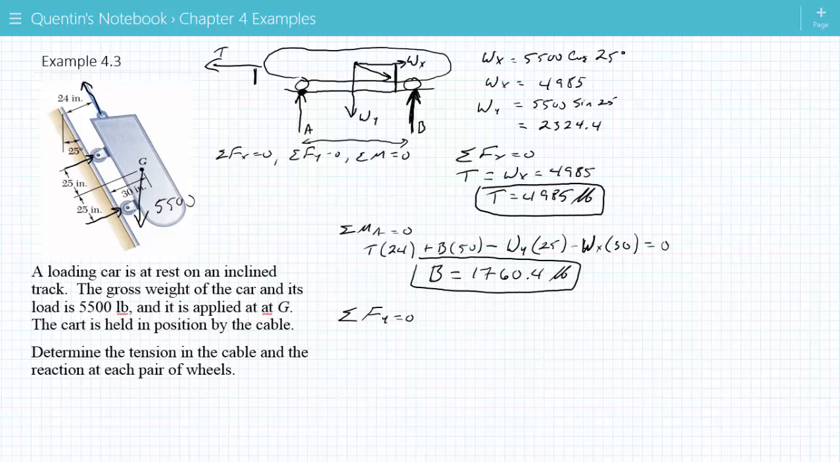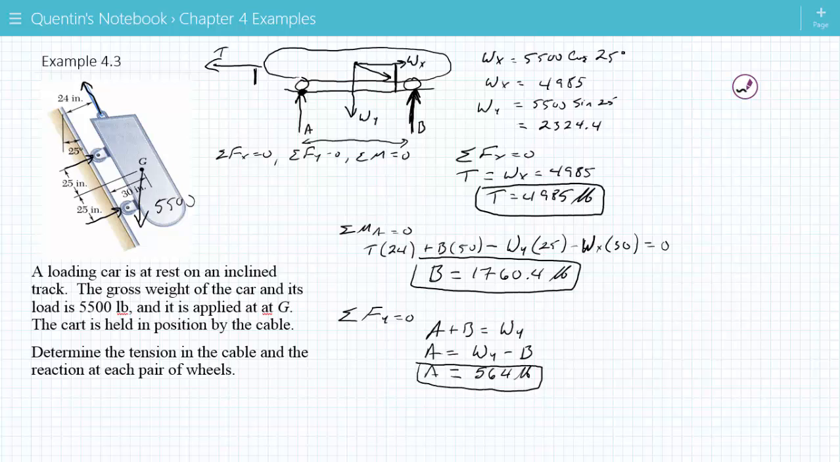And so what do you have? You have your up forces equal to your down forces. So A plus B needs to be equal to the W in the Y. So A is equal to the W in the Y minus B, which is 2324.4 minus 1760.4, so it's equal to 564 pounds. And there you got it. The reaction at wheel A is 564 pounds. The reaction at wheel B is 1760.4 pounds. And the tension in the cable is 4985.